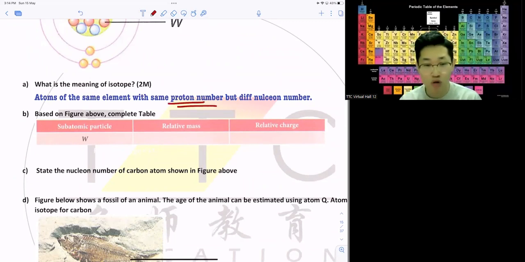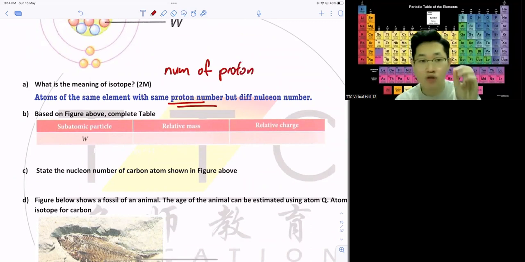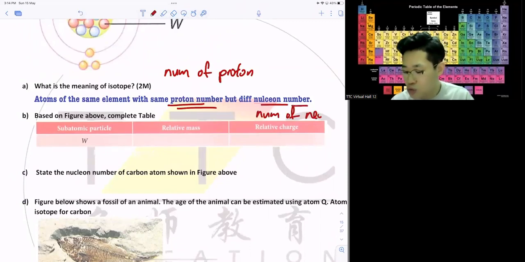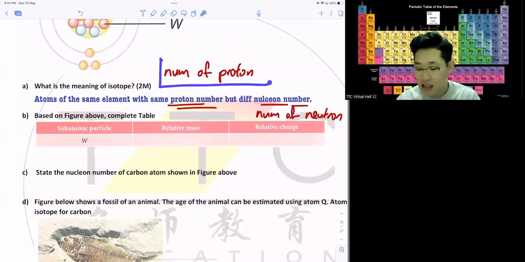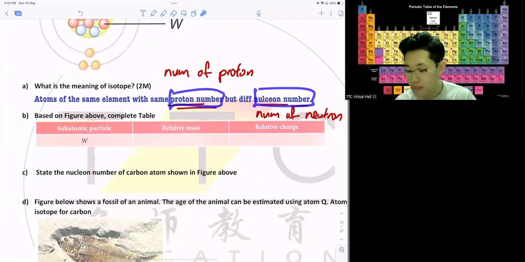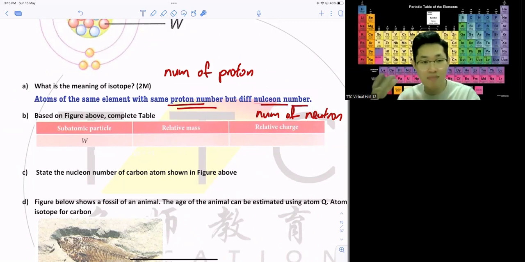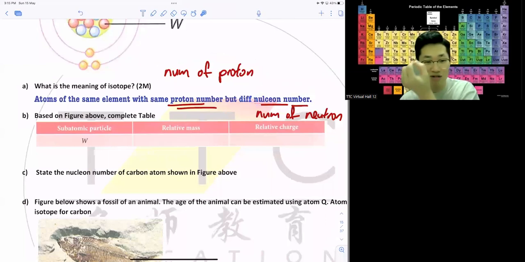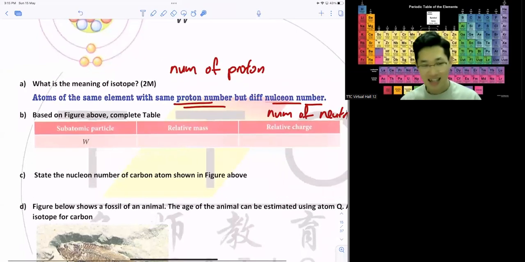If you want to change the word proton number to number of proton, can or not? Can. But you have to make sure it is followed by number of neutron. That means they have to be used in a pair like this. Number of proton, number of neutron. Proton number, nucleon number. Cannot mix and match like the McDonald's. Number of proton, nucleon number, 0 mark. Okay.